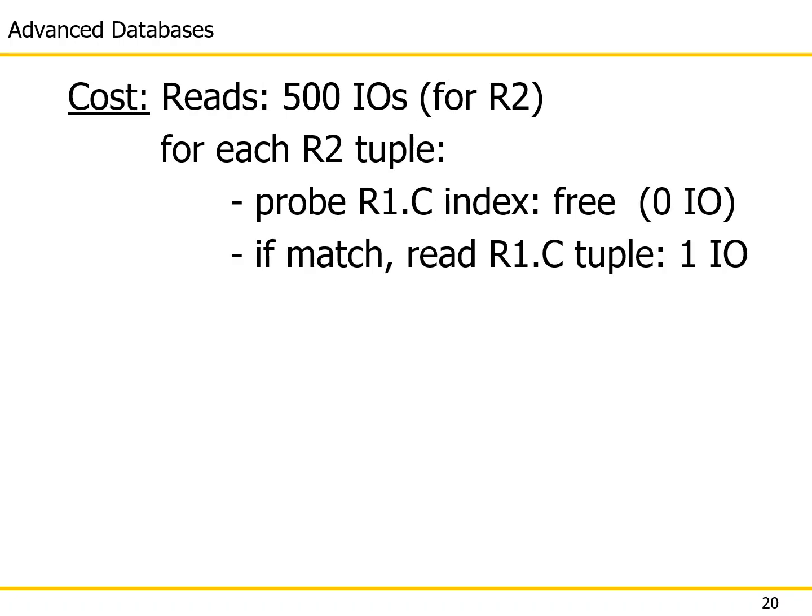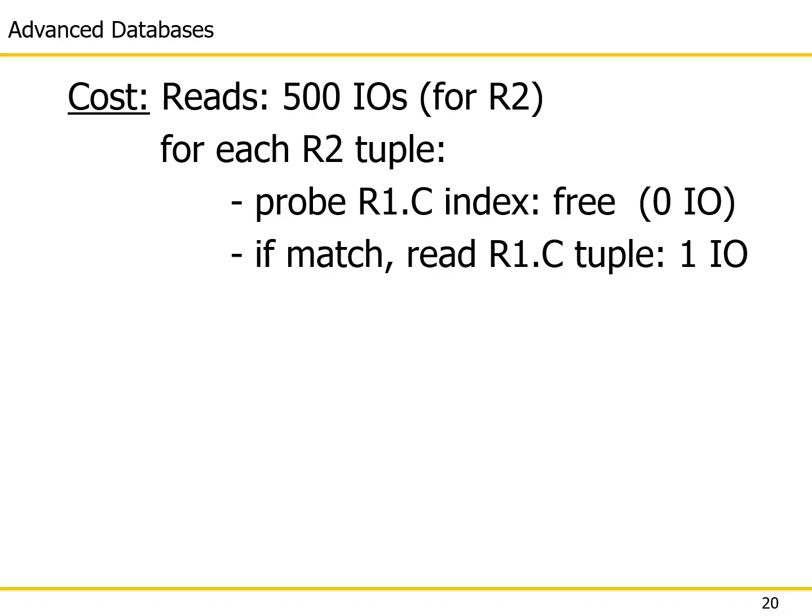So let's do some computations. Remember, R2 had 5,000 rows, 10 rows per page, so when we say it's contiguous, I will spend 500 IOs reading all of R2. Now, for each tuple I get from a specific page in R2, I will look it up in the R1.C index. That's free because the index is in memory, so there is 0 IO cost.